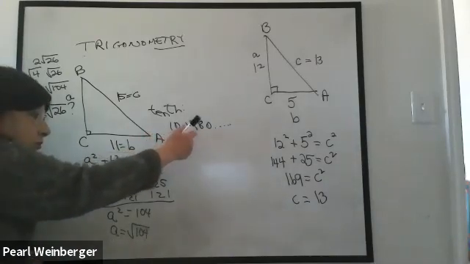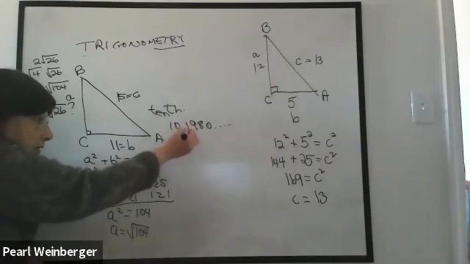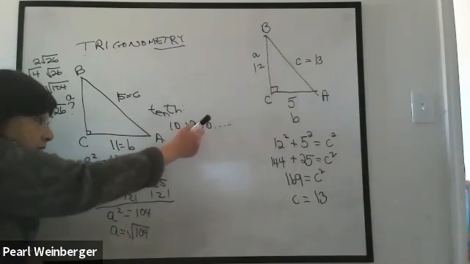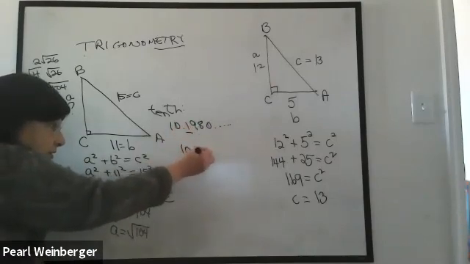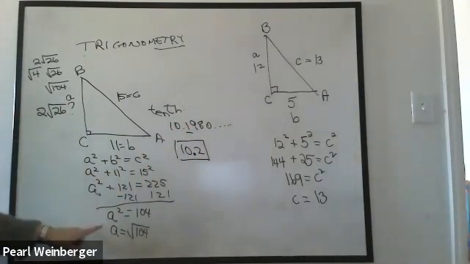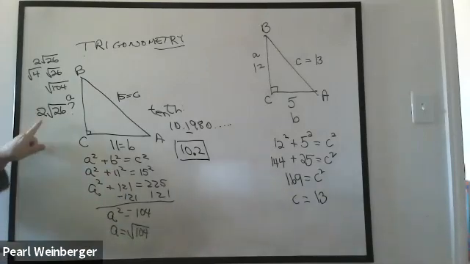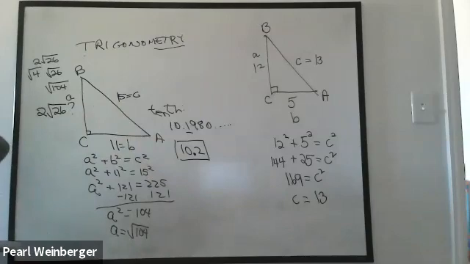If I wanted to round this off to the nearest 10th, here's the 10th position. I look at the next number, which is a 9. As long as it's 5 or more, I have to round up. So this to the nearest 10th would be 10.2. So in regular radical form, it's the square root of 104. In simplest radical form, it's 2 radical 26. And in decimal form, to the nearest 10th, it's 10.2.